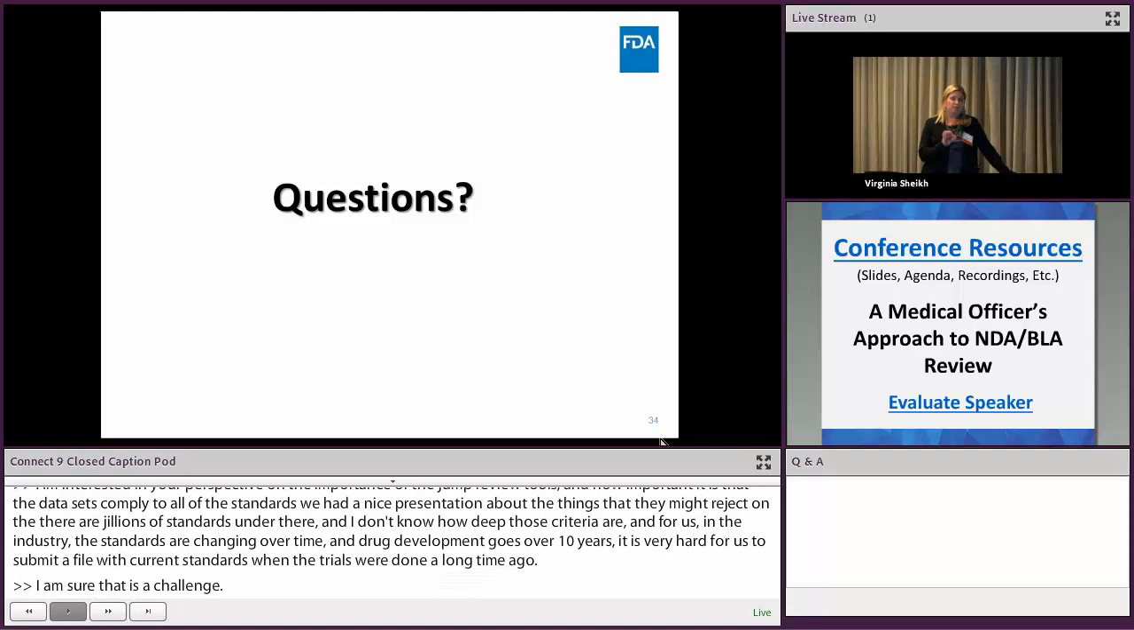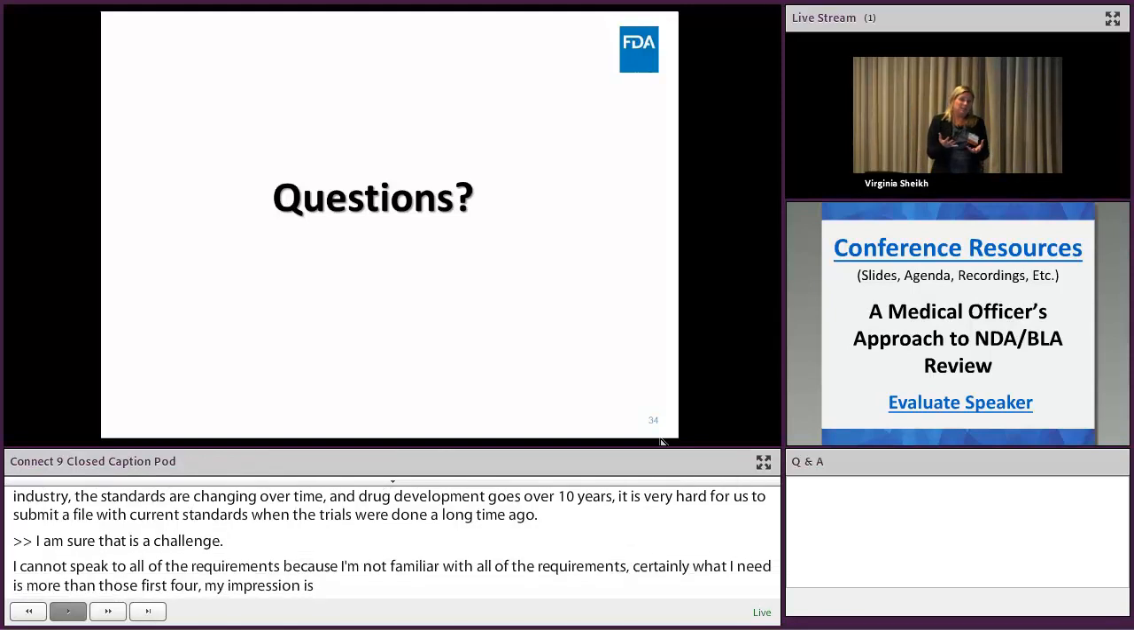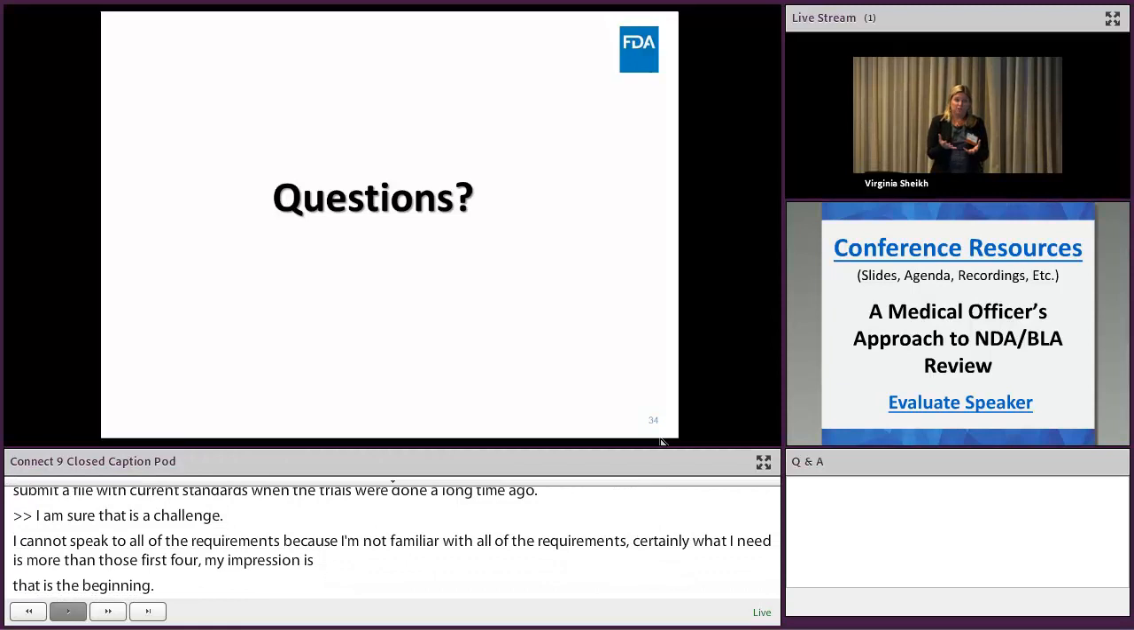So I'm sure that is a challenge. I can't speak to all the requirements because I'm not familiar with all the requirements, but certainly what I need is more than those first four. My impression is that that's the beginning. If you focus on what you needed to do to perform the analysis, that's probably the things that we're going to need too. Sometimes I can't figure out how the sponsor did what they did, but I need to know which is the placebo group or comparator arm and which is the treatment group, and I need to have a clear flag of where those differences are.